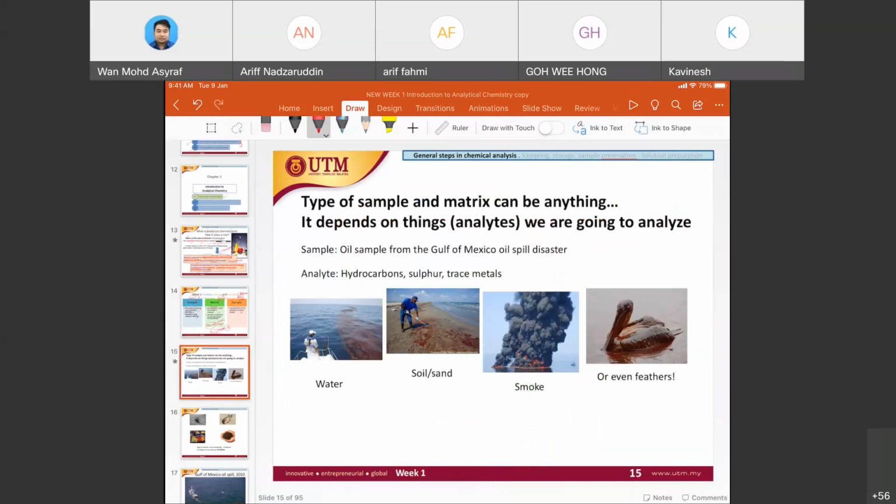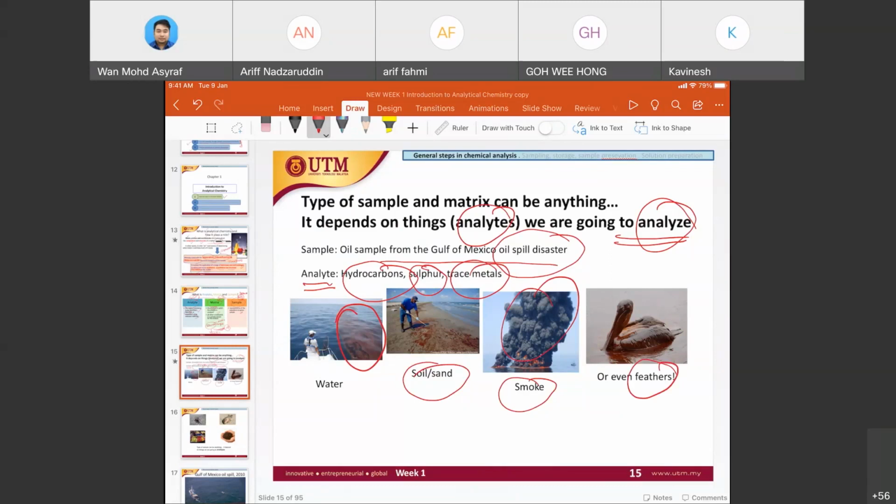Alright, so let's see. Types of sample and matrix can be anything. It depends on the things, or in this case, our analytes that we want to analyze. Sample: oil sample from the Gulf of Mexico oil spill disaster. Our analytes are oil, which is hydrocarbon, sulfur and trace materials. In this case we see oil in seawater. This one is oil perhaps in a sand sample. For smoke, how do we capture that smoke? We want to sample that black smoke. Or even feathers we can consider as our sample.